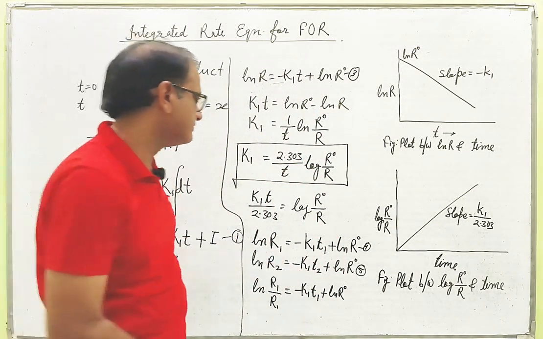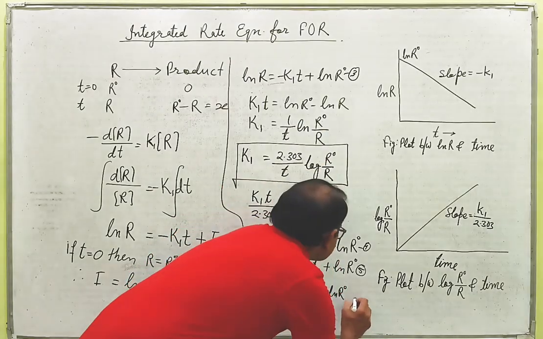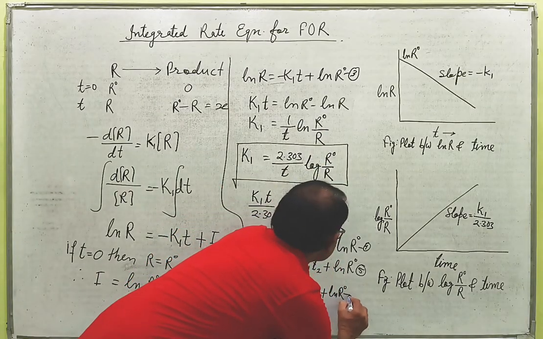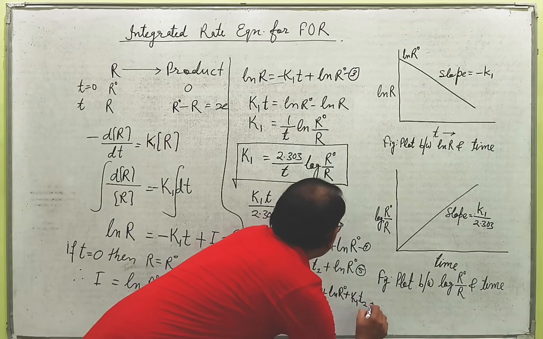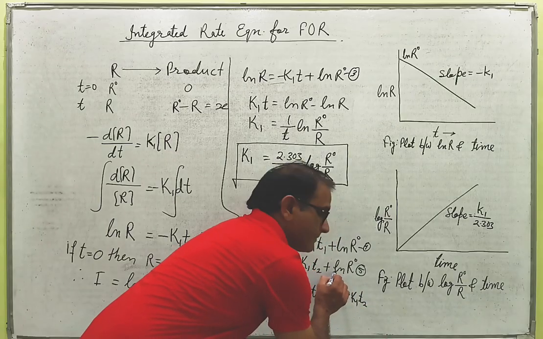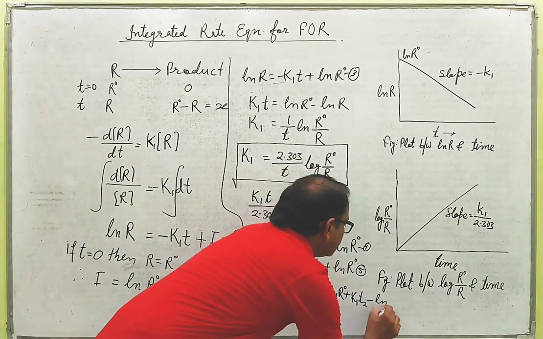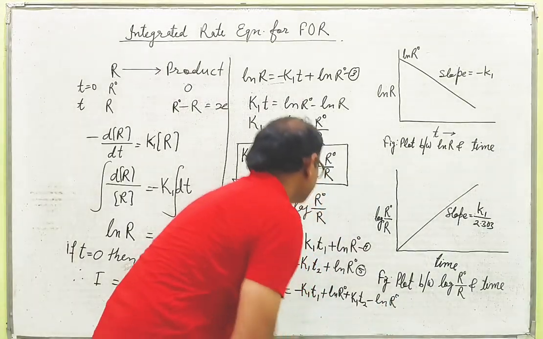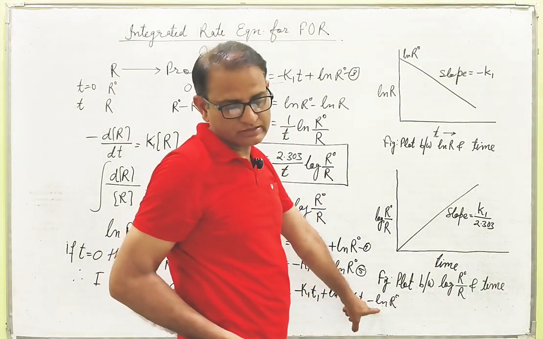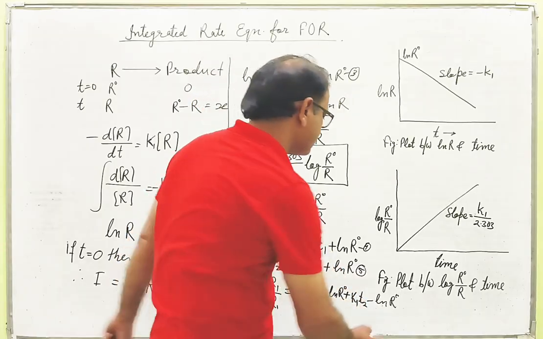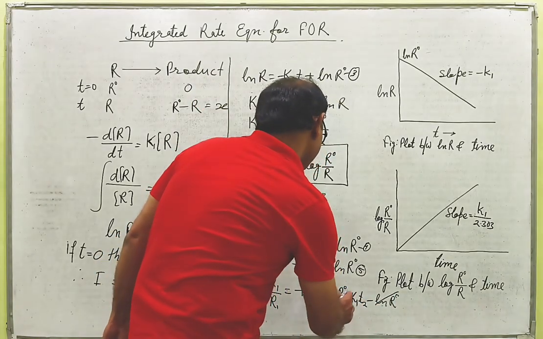So minus plus, okay, so plus K1 T2, and this will become minus ln R0. So this is plus ln R0, this is minus ln R0. They will cancel each other. Am I right? Like this.